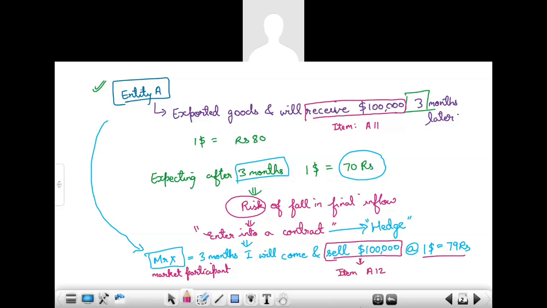Very importantly, just a quick pointer: this A11 will be known as the hedged item. The item, the contract for which we have done hedging, the item for which we want to cover losses, is known as the hedged item. Whereas the extra contract that we have entered into in order to make sure that the risk, exposures and losses are mitigated or settled off is known as the hedging instrument.